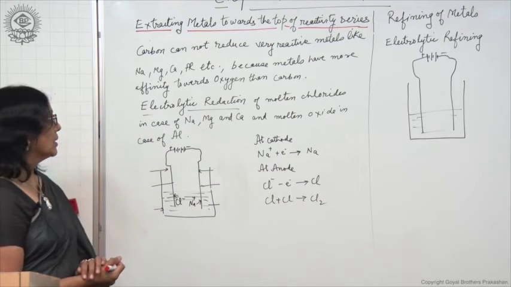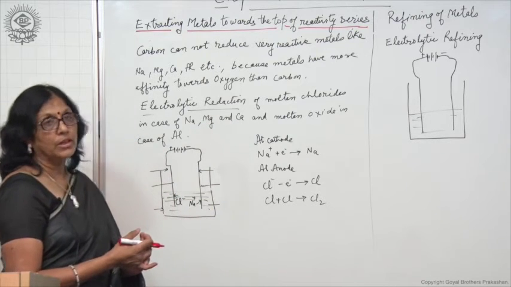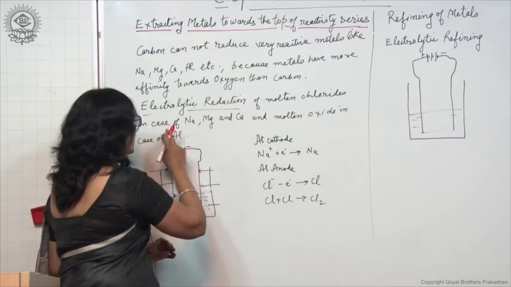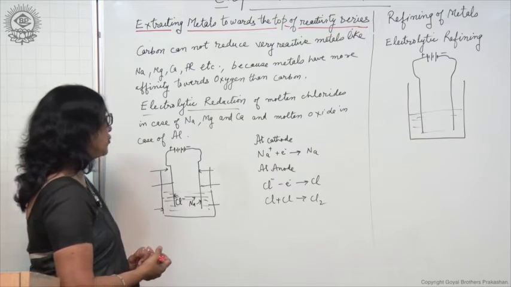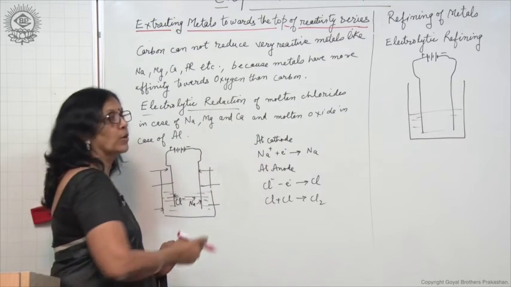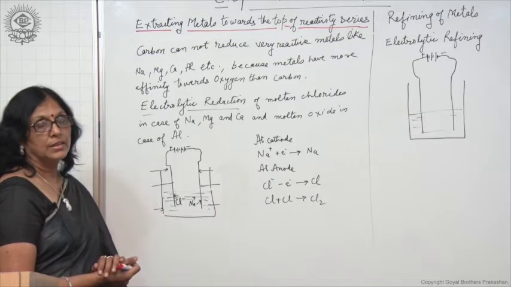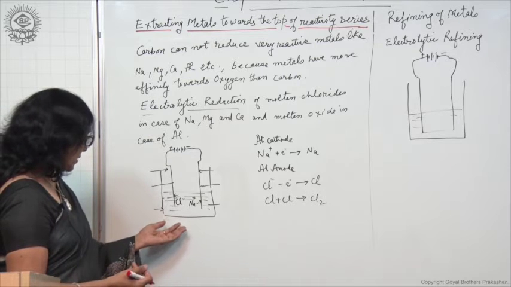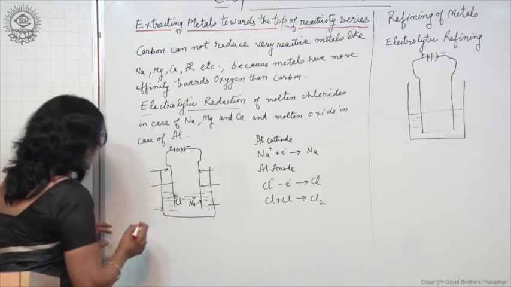and in these cases electrolytic reduction is used. Electrolytic reduction is done by the process called electrolysis. Electrolytic reduction of molten chlorides or molten oxides is done. In case of sodium, magnesium and calcium, molten chlorides are taken, and in the case of aluminium, metal oxide is taken in the molten state. So, let us just study how this electrolytic reduction is done.